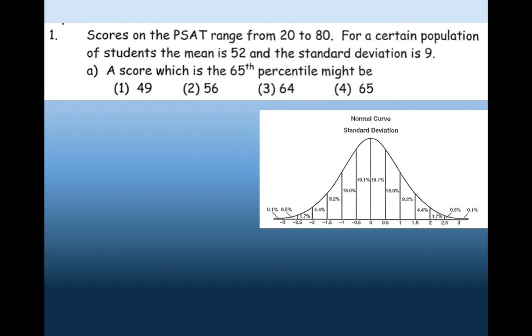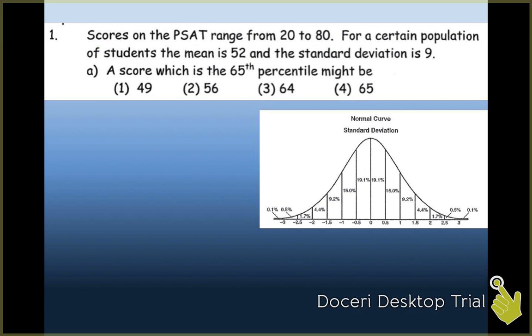Scores on the PSAT range from 20 to 80 for a certain population of students, and the mean is 52. So the very first thing I would do if I was you is I would draw a little curve here. You don't have to put all the lines in it, but just draw the standard curve. So draw this part here.